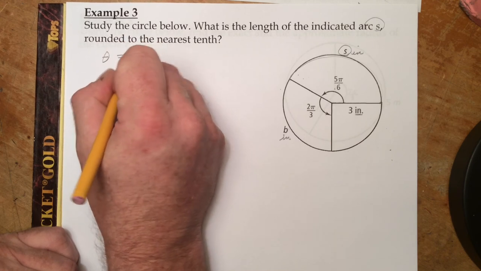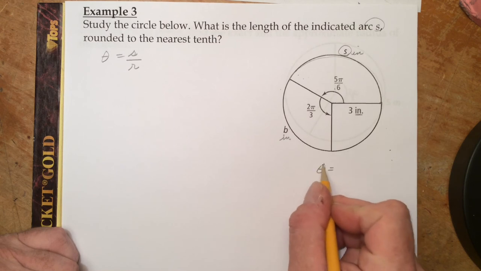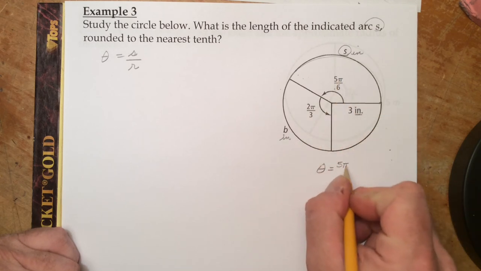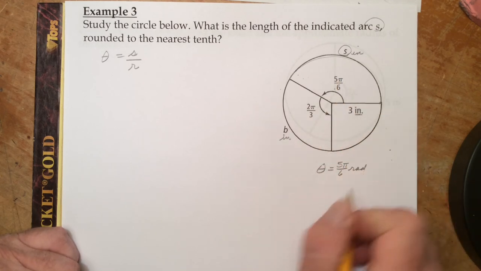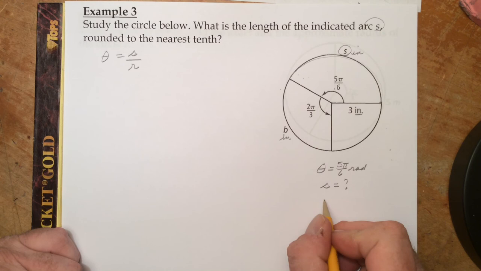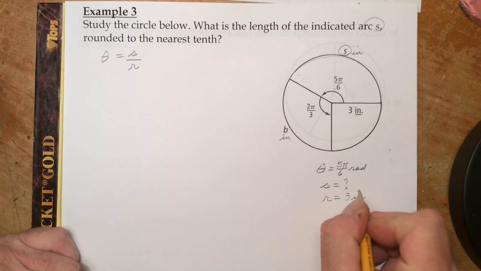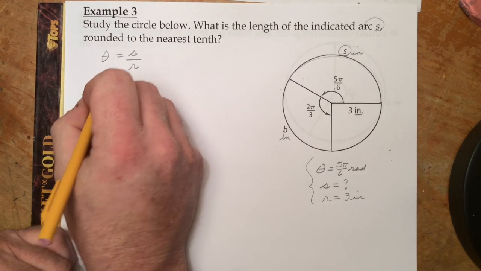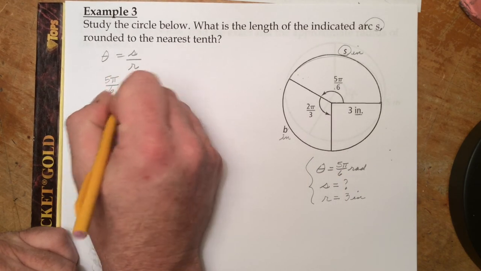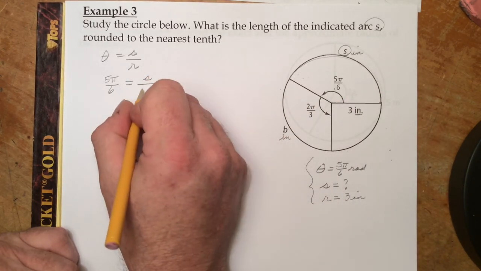Theta equals S, the arc length, over the radius of the circle R. Let's define our variables. Theta, in this case, for S, would be the central angle here, 5 pi over 6 radians. And then S, we don't know, that's what we're looking for. And R, the radius of this circle, is 3 inches. Using the formula, we have theta, which is 5 pi over 6, equals S, which we're looking for, over R, which is 3 inches.